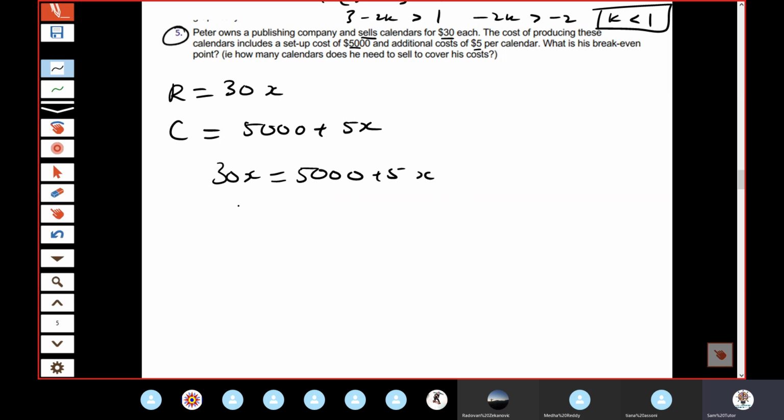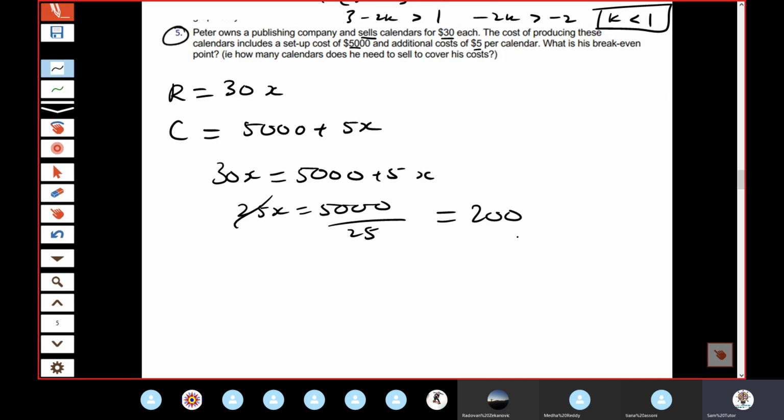All right, and then bring it over to one side. Divide by 25. Our number should be 200. So if you can sell 200 cakes, calendars, whatever, you're not making any money, but you're also not losing any money.